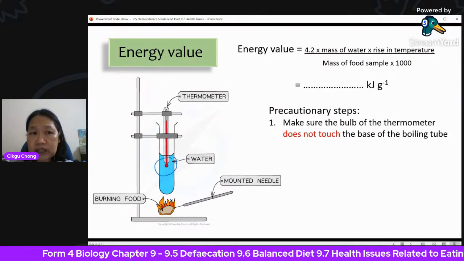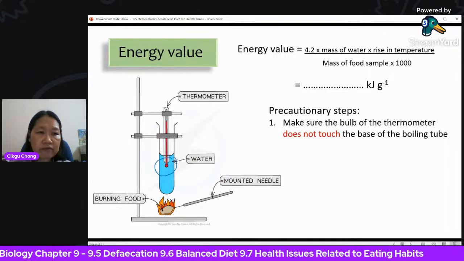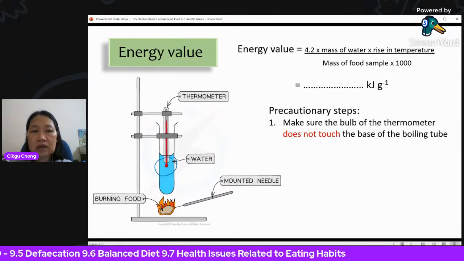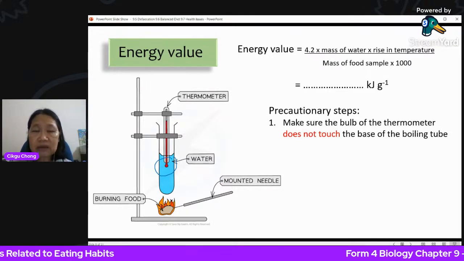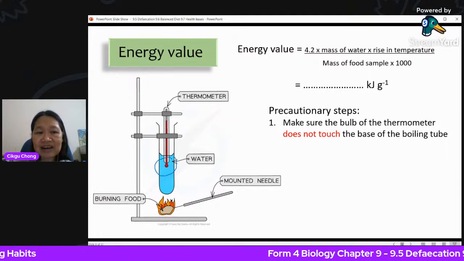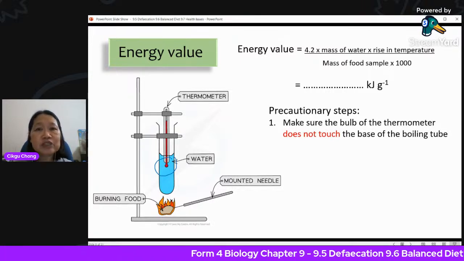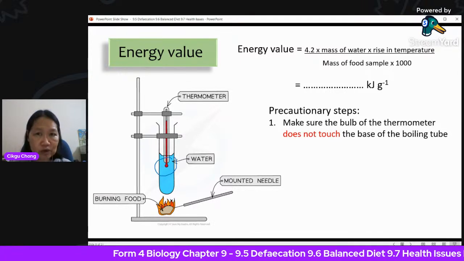Either you hold it or you clamp it, or if you have any other way, you try to put something there so that your thermometer does not touch the base. Also, when you read the temperature, please do not take it out of the water. If you take it out of the water, you're reading the temperature of the air. You're not reading the temperature of the water.